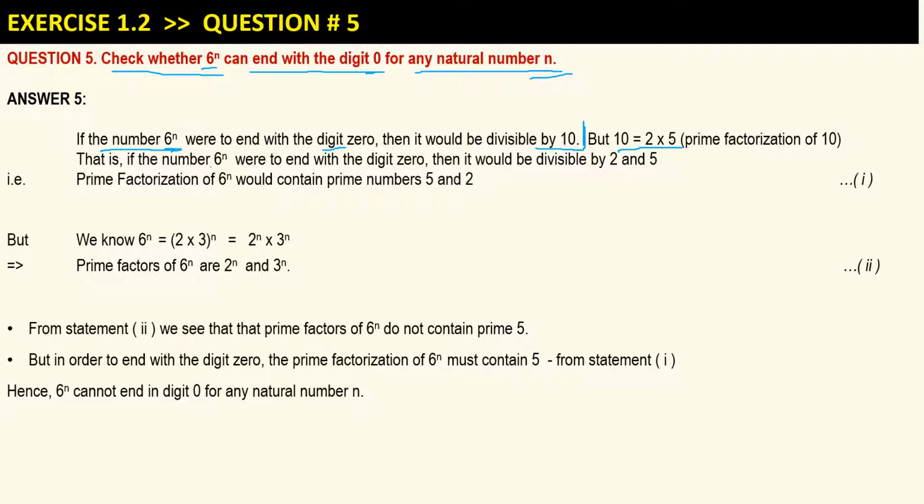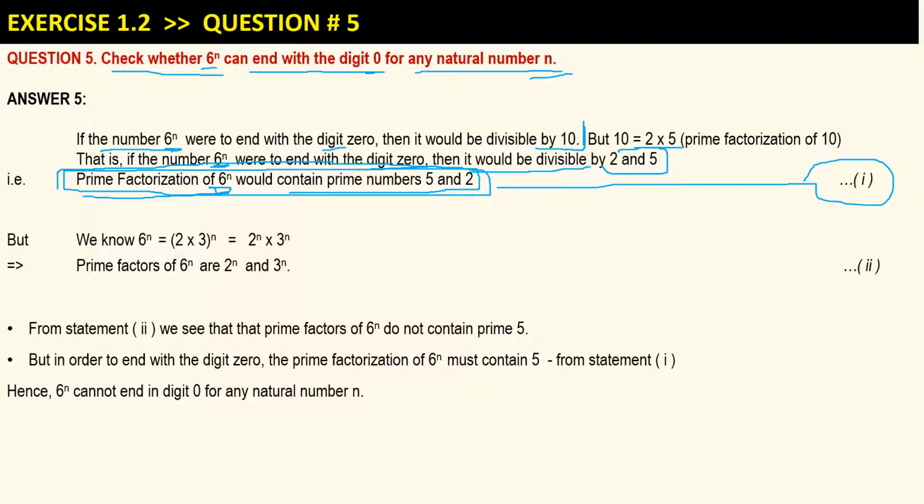That is, the number 6 raised to power n, if it were to end with the digit 0, then it would be divisible by 5 and 2. In other words, prime factorization of 6 raised to power n would contain prime numbers 5 and 2 if 6 raised to power n were to end with the digit 0. And let's call this as our statement number 1.